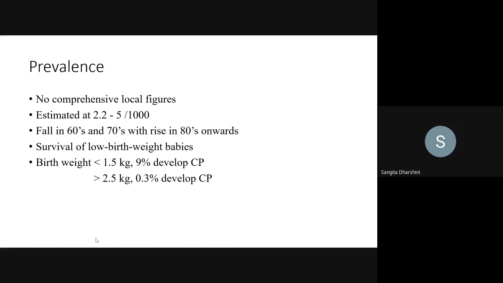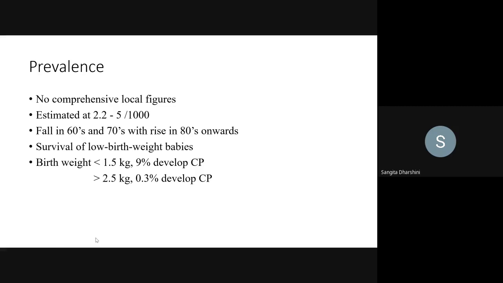We do not have comprehensive local figures, although the Malaysian neonatal team and the neonatal neurology network have been trying to get numbers, but we don't have good numbers. We estimate the numbers of CP at about 2.2 to 5 per 1,000 live births. There was a fall in the 60s and 70s, but when the perinatal health improved, the number of babies having CP also increased. And this is because previously the low birth weight babies, whom most neonatologists and pediatricians wouldn't really save, are now saved because there are many other new treatment modalities which could save them.